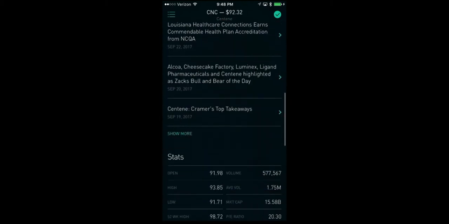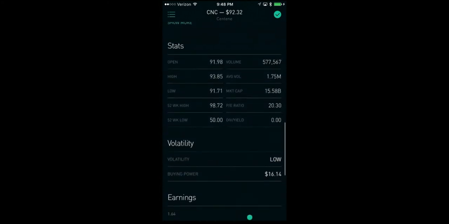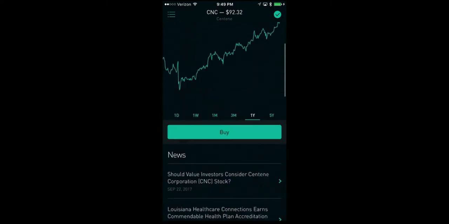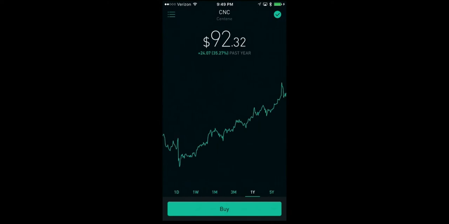Yeah, this is no dividend, but its growth just makes up for it. So, 52-week low, $50. It's at 92.32. So, definitely one to stay in my portfolio.